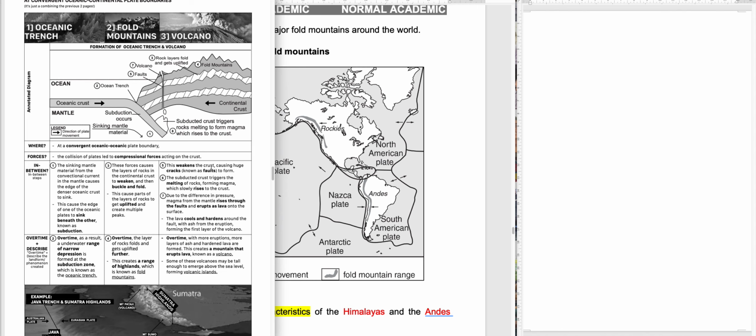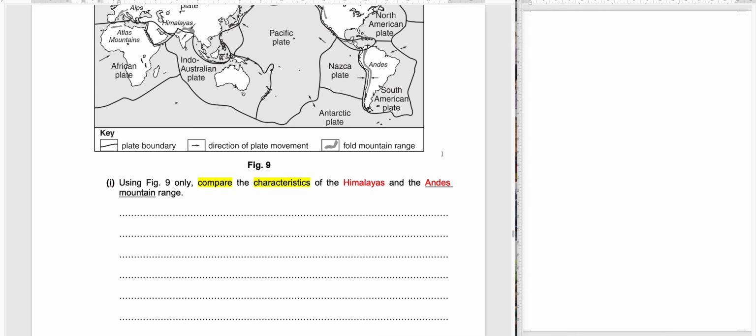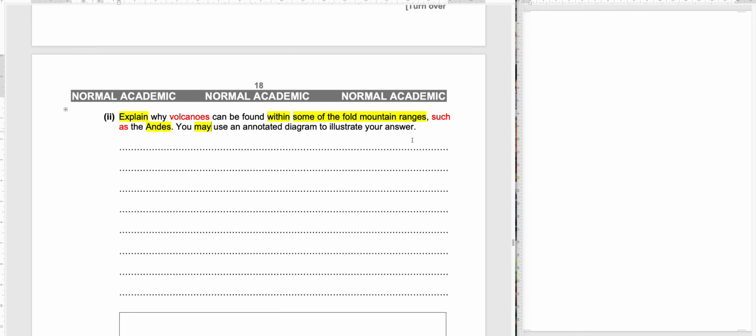This weakens the crust at the end of the South American plate, causing faults to form. And instead of just telling me that it erupts and forms volcanoes, you must tell me that the eruption happens in the Andes fold mountains. So watch out. Basically, if you memorize this, you just need to adjust and then you'll get the full marks.